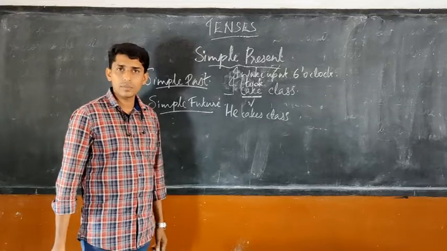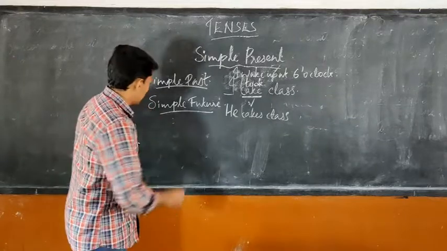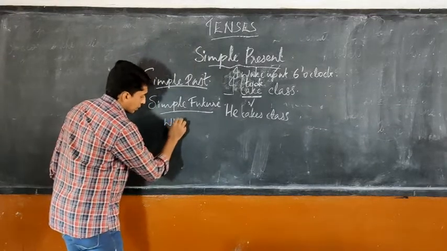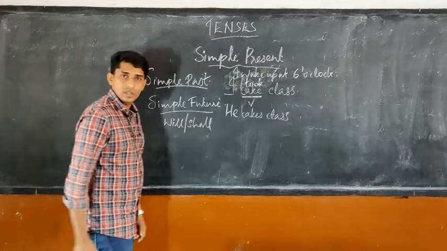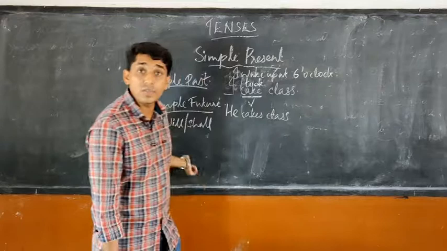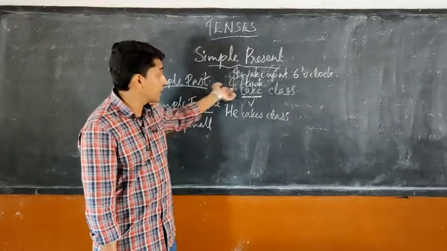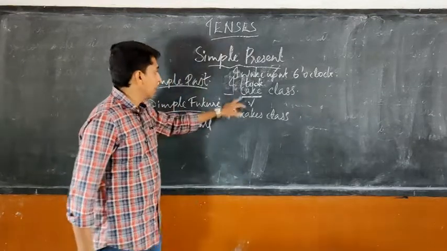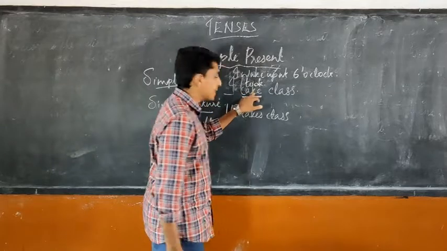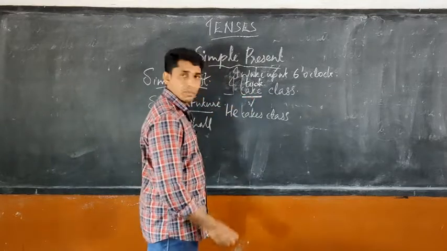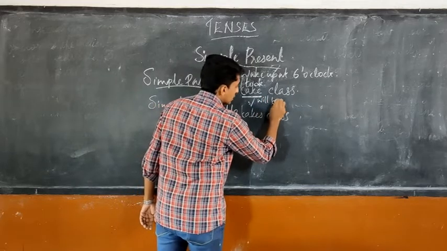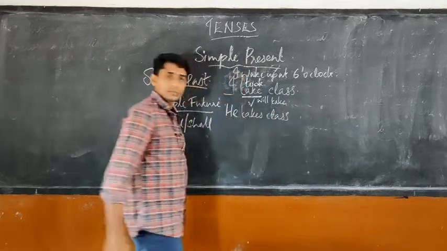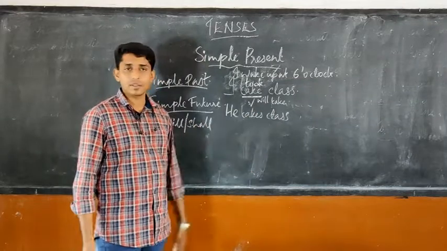I take class. Very simple. We have two words to show future: will or shall. These words show that the activity is happening in future. Here, I take class is present, I took class is past, and future will be, I will take class. Very simple, no?